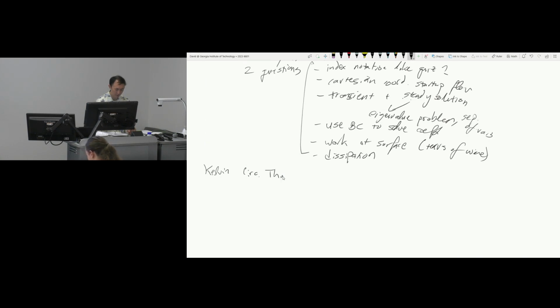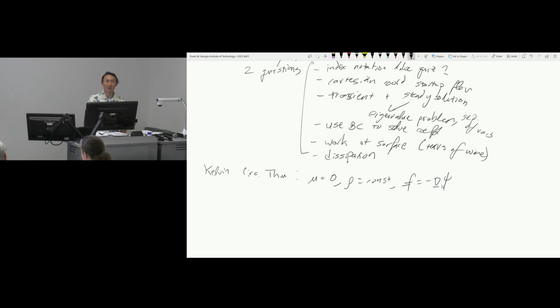This is just a review. Kelvin's circulation theorem basically says if there's no viscosity, the density is constant, and gravity is conservative. So a conservative vector field just means that it can be written as the gradient of a potential. Physically, that means that there's some conservation law, like an energy going on.